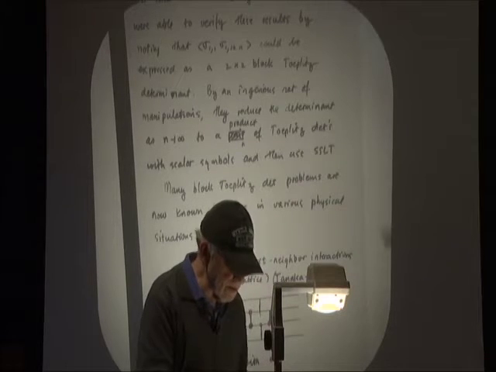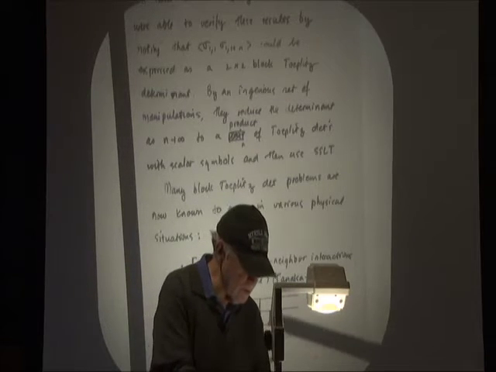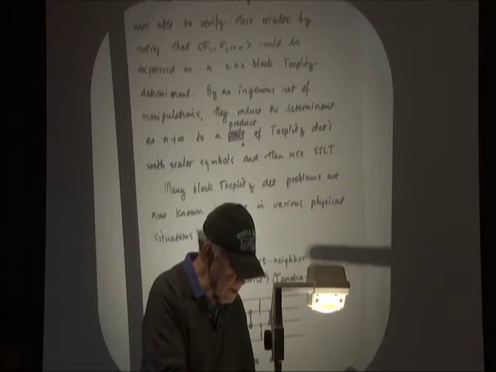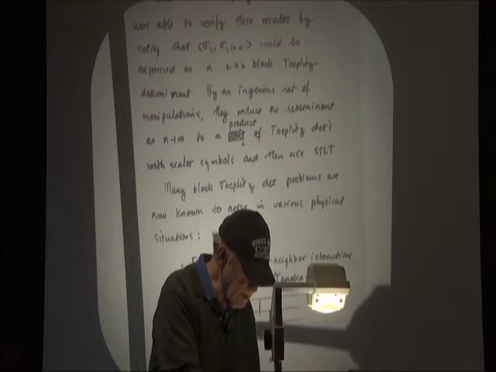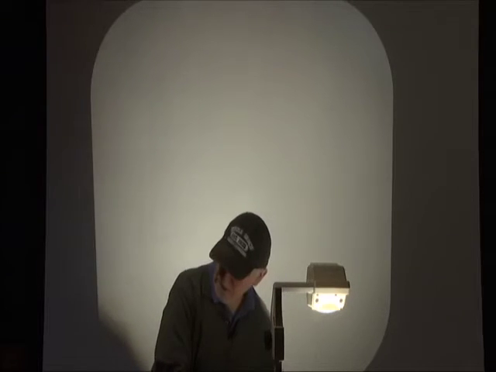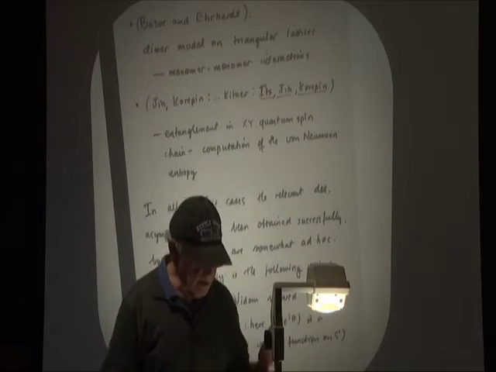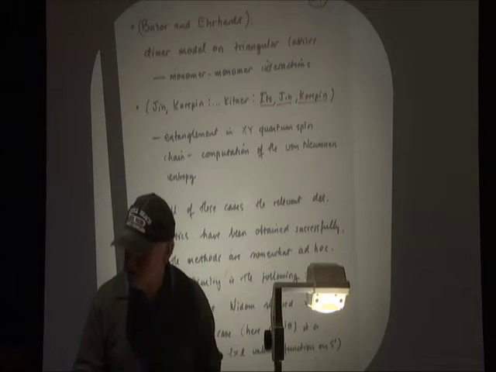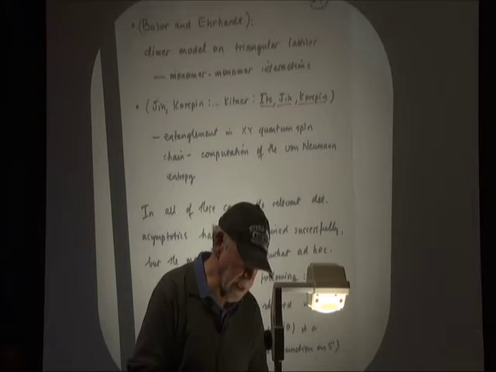many block Toeplitz determinants are now known to arise in various physical situations. A different Ising case arises in what's called the brickwork lattice, with these next nearest interactions. So this guy here, the black one, interacts with the nearest neighbors and the next nearest neighbors. They were able to analyze it again in terms of two by two Toeplitz determinants. Based on Ehrhardt looked at a dimer model on a triangular lattice, and they compute.